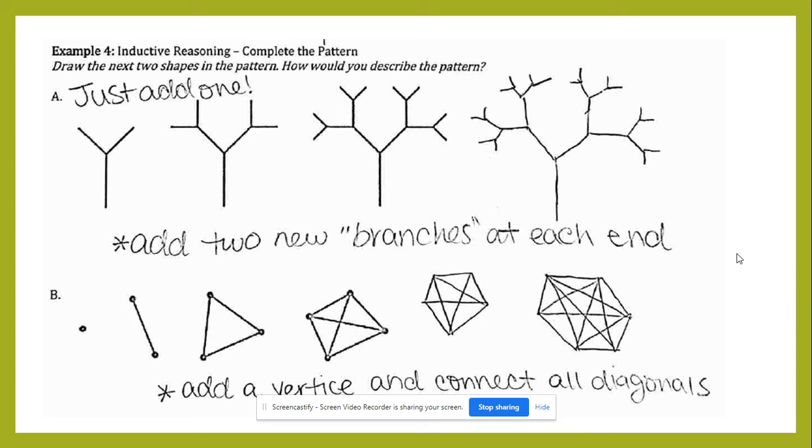In the next one, it looks like I'm missing one. How would you improve that?